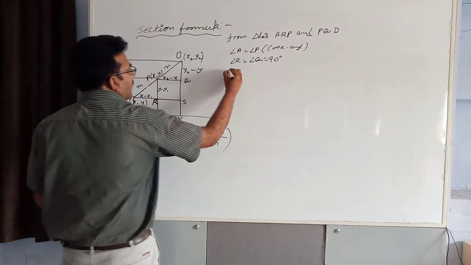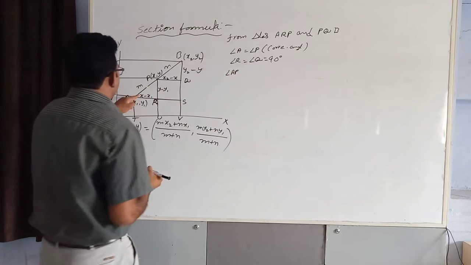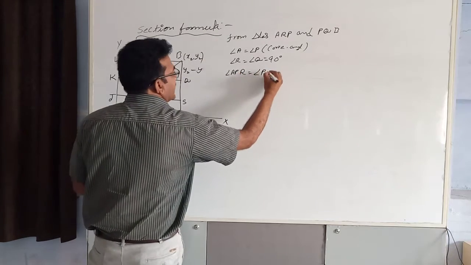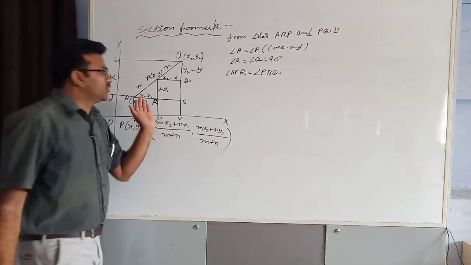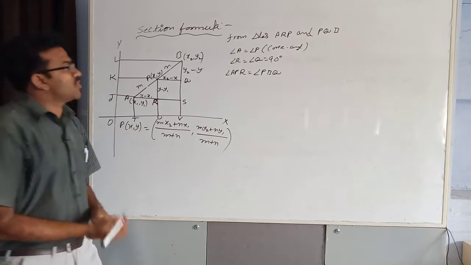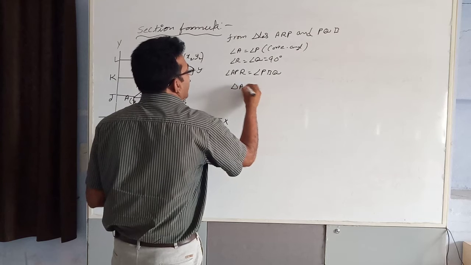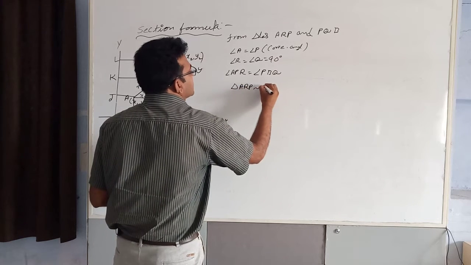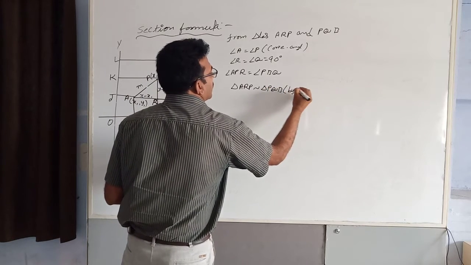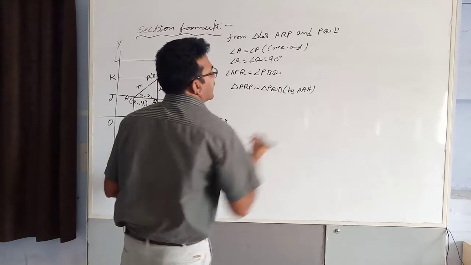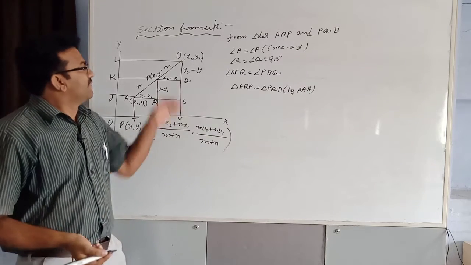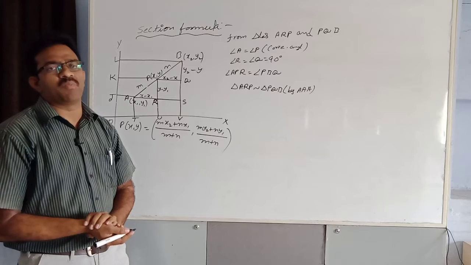So finally, angle APR is equal to angle PBQ. According to the angle sum property, these two angles are also equal. So we conclude triangle ARP is similar to triangle PQB by AAA similarity. If any two triangles are similar, then their corresponding sides are in the same proportion.